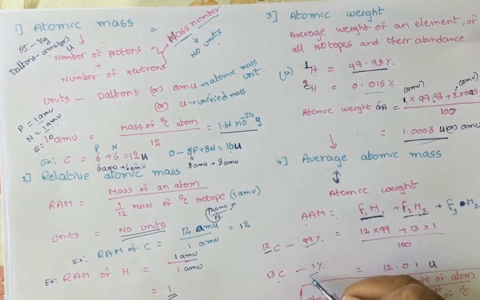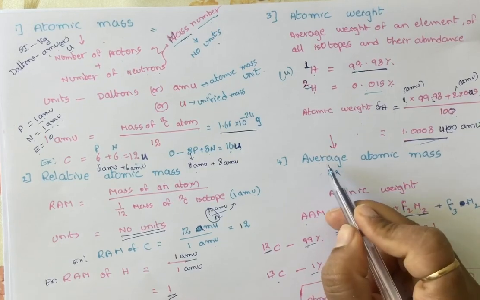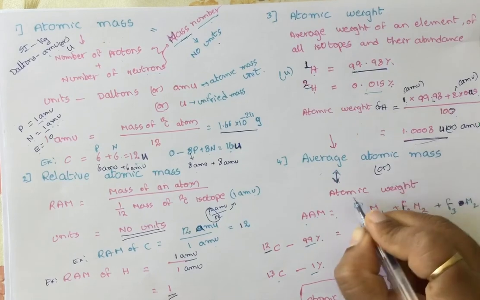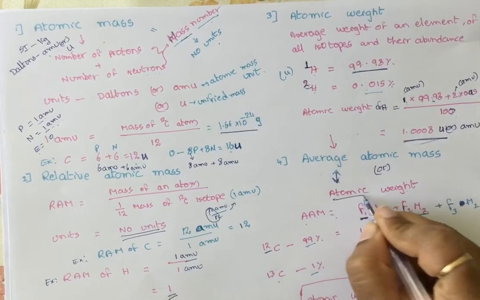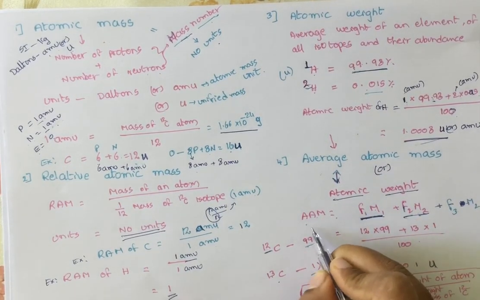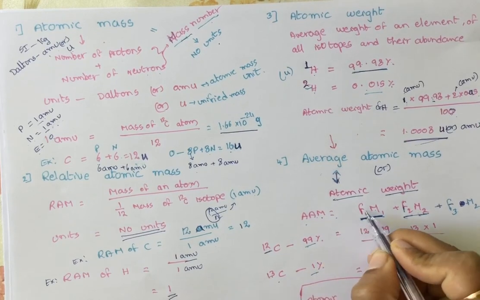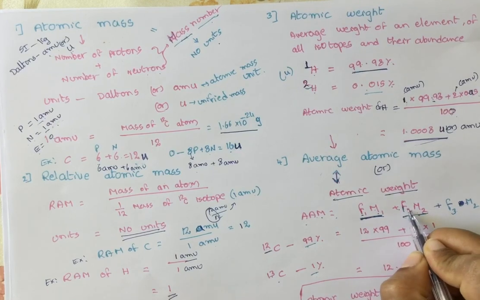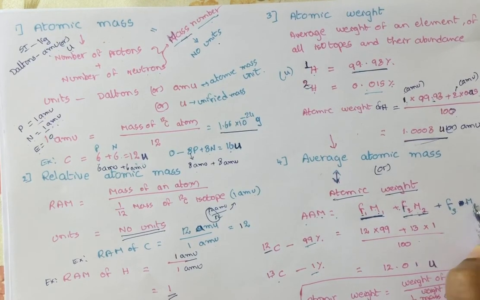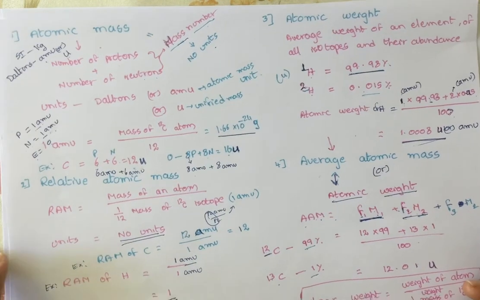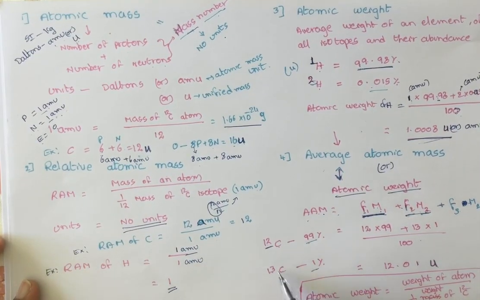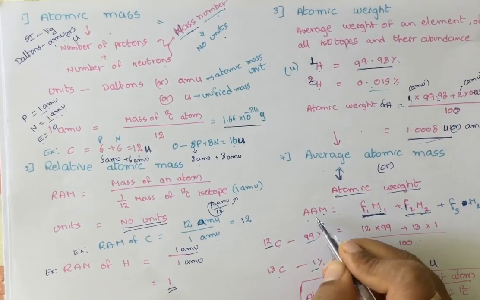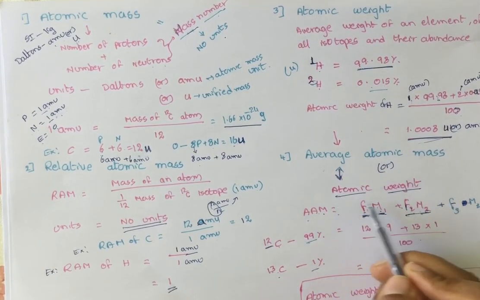Similarly, I took one more example here. Let's see one more term, average atomic mass. Average atomic mass is nothing but atomic weight. How can we calculate average atomic mass? In the same way: isotope abundance and mass, plus isotope abundance and mass, and so on. One more example I took here, C12 and C13. Carbon exists in 2 isotopes, C12 and C13. How can I calculate its average atomic mass or atomic weight?